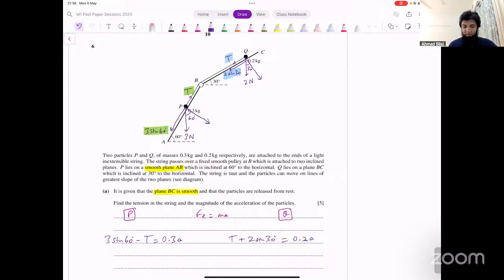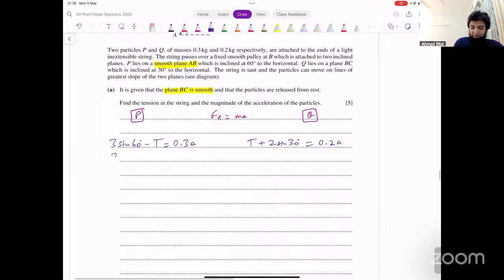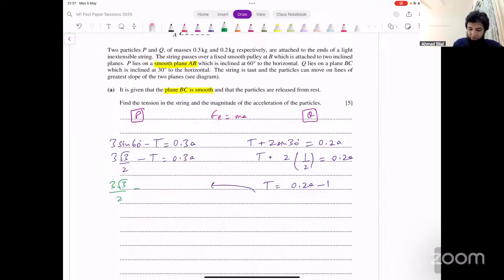Solve these two equations simultaneously. You get the values of T and A. You can see what that turns out to be. Sine 60 is root 3 over 2. So 3 root 3 over 2 minus T equals 0.3 times A. And the other equation gives us T plus 2 into sine 30, which is 1 over 2, equals 0.2 times A. T equals 0.2A minus 1 from this equation. Put that in the first equation, and that gives us 3 root 3 over 2 minus (0.2A minus 1) equals 0.3 times A. Let's solve this equation and see what that gives us.